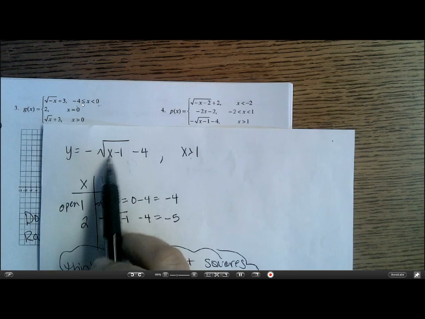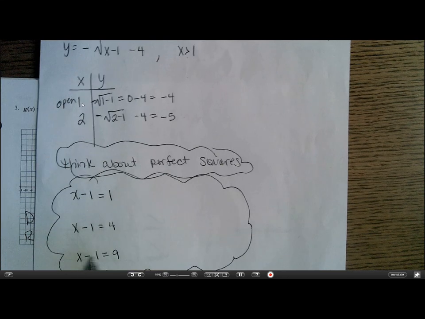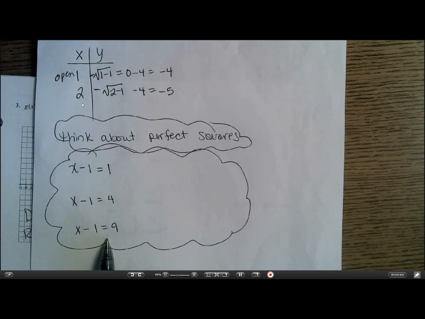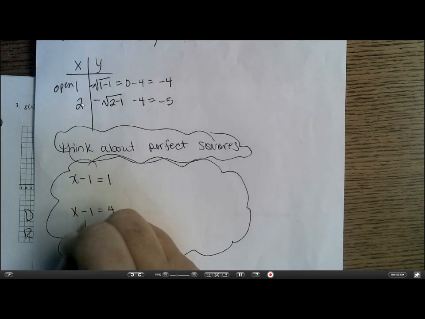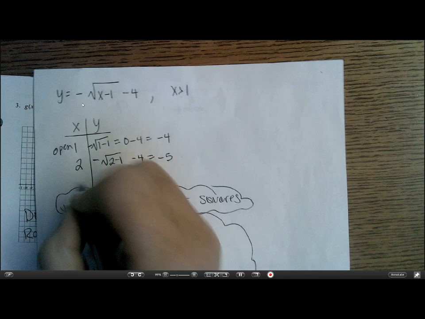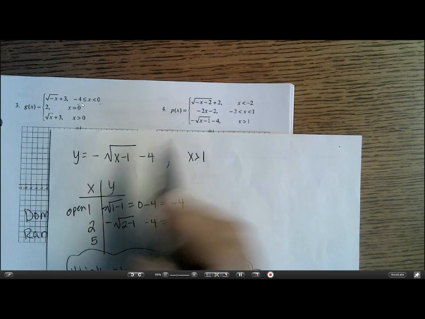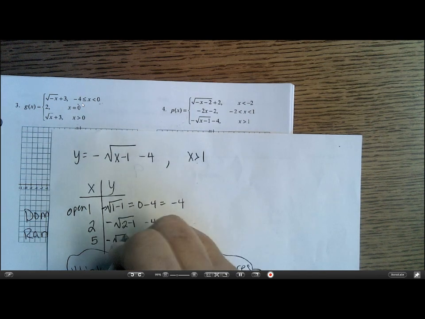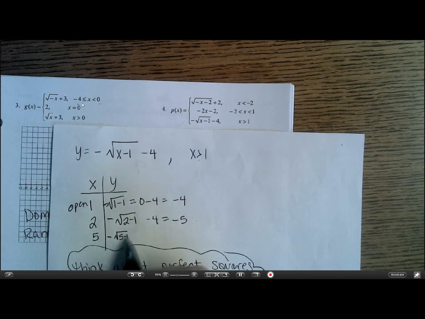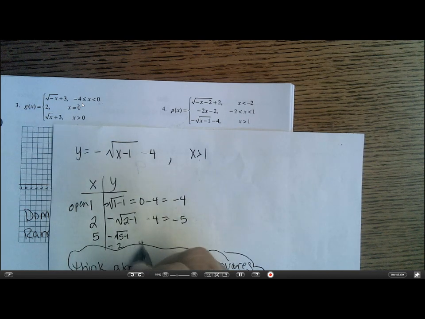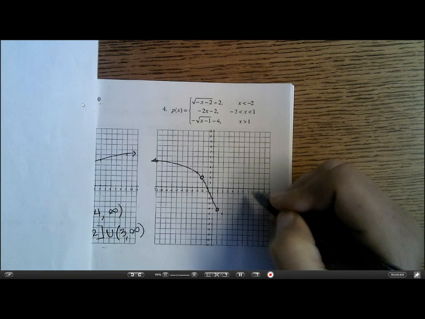If I do a 3, the 3 is going to give me a rad 2. So really what I want to do is think, what could I do in order to get a 9? All right, or even a 4. So that means if I could add 1, my x would be a 5. So if I were to plug a 5 in here, 5 minus 1 is going to be a 4. This gives me a 2 ultimately. So negative 2 minus 4 is negative 6. So I have the 5, negative 6. It's a little messy here.